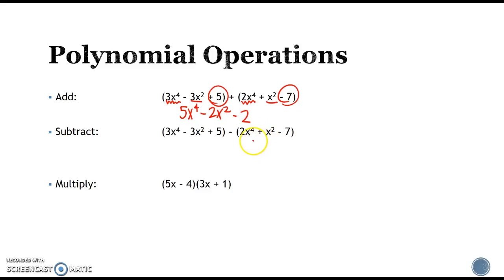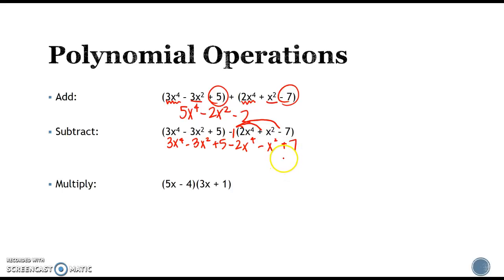Subtracting is very similar, but now I've got a negative 1 in front of my second parentheses. Anytime you have a negative number or any number in front of your parentheses, you have to distribute it. So I need to take this negative 1 and distribute it to everything inside the parentheses. Now this is the same two polynomials from the first example, but now I'm subtracting. So I'm going to bring down the first one, 3x to the fourth minus 3x squared plus 5. Now I'm going to distribute this negative through the second parentheses. So I'm going to have a negative 2x to the fourth, a negative x squared, and a positive 7.